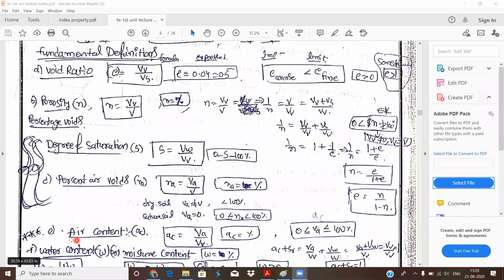Next one, air content. It is represented by the letter A suffix C. It is the ratio of volume of air to the volume of voids. The range may depend upon 0 to 100. If the soil is fully saturated, there is no air in the soil, so it is 0. If it is dry soil, the total volume of voids is occupied by air only, so volume of air by volume of air gives 100 percent air content.